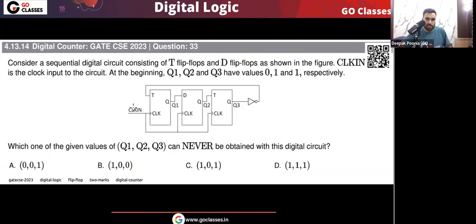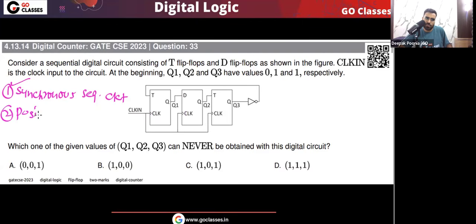Now remember, if you look at the circuit, this is a synchronous sequential circuit because the common clock signal is applied to all the flip-flops. You can see this CLKIN, this common clock signal, is applied to all the flip-flops. So the first point is that this is a synchronous sequential circuit. Next, you can also notice that all the flip-flops are positive edge triggered.